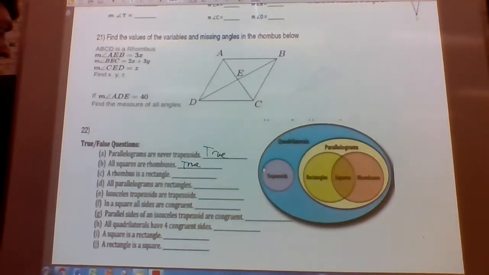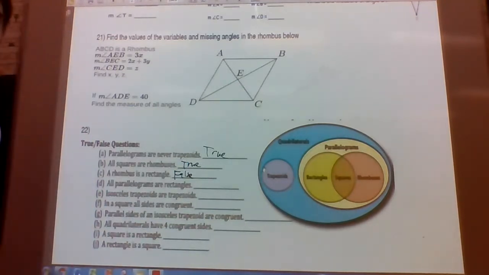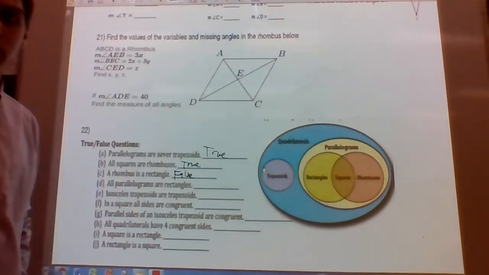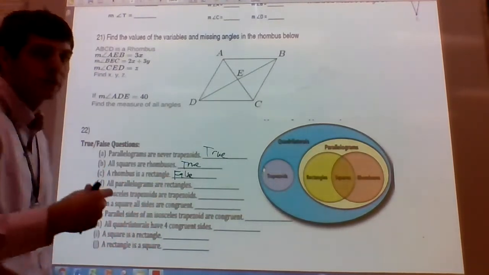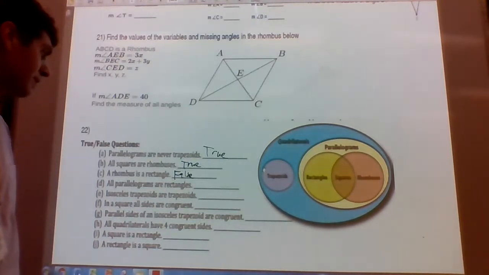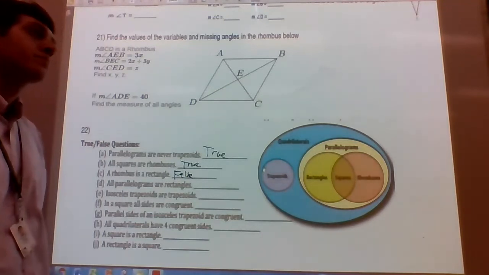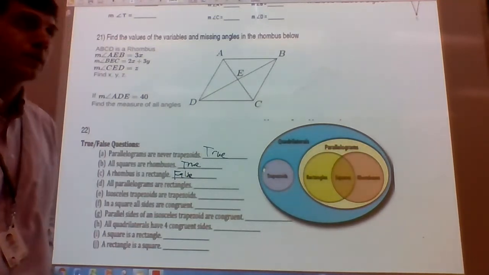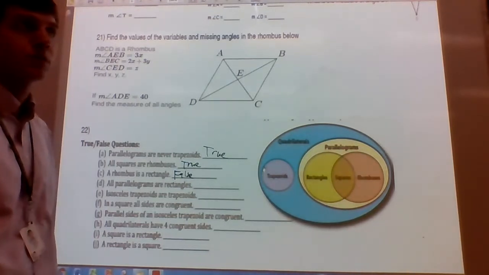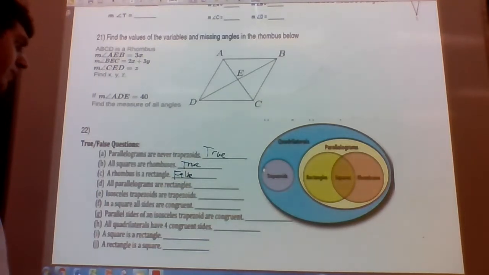A rhombus is a rectangle. This is false. A rhombus is defined as a parallelogram that has 4 congruent sides. A rectangle is defined as a parallelogram that has 4 right angles. So a rhombus is not a rectangle. I guess a rhombus could be a rectangle if it was a square, because if it's a square, it's a rhombus, but it's also a rectangle. So the one case where you could have a rhombus that was a rectangle would be if it was a square. But generally speaking, no, that's false.